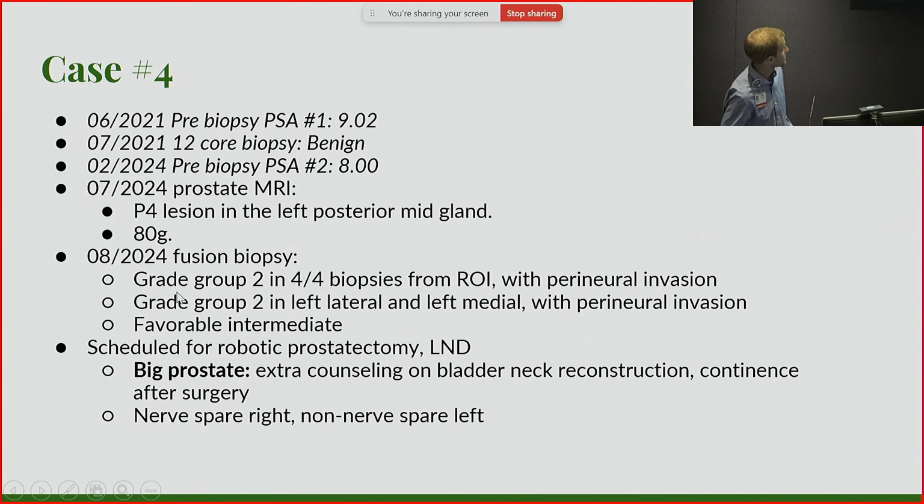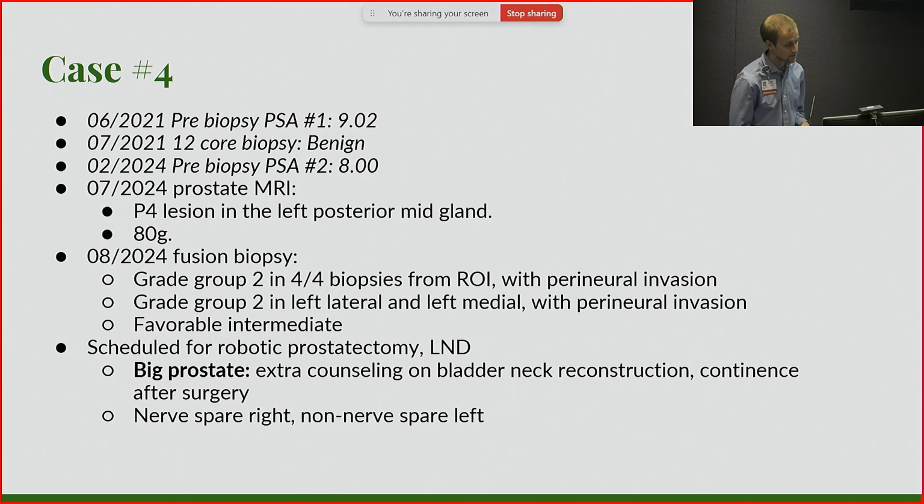We did a fusion biopsy targeted and found grade group 2 in all the biopsies from the region of interest, grade group 2 in some of the left-sided biopsies as well. He had some perineural invasion, which doesn't totally change your staging, but does make you a little bit more concerned about a more aggressive cancer process. And so he is also scheduled for a prostatectomy coming up.